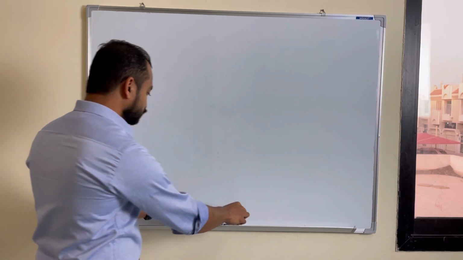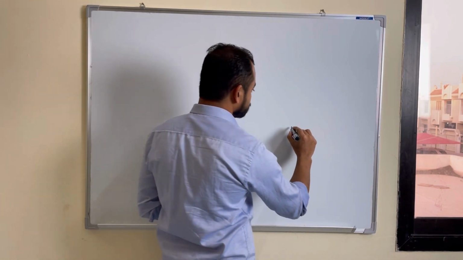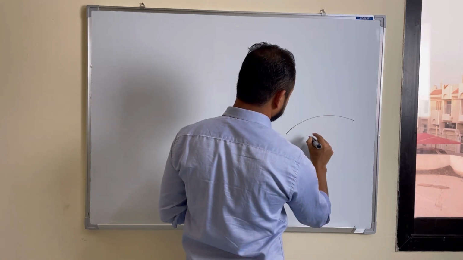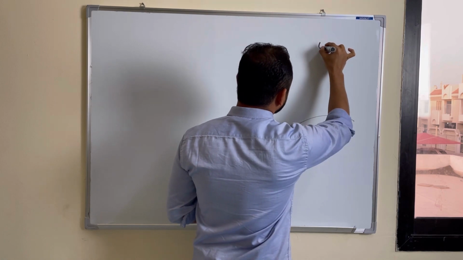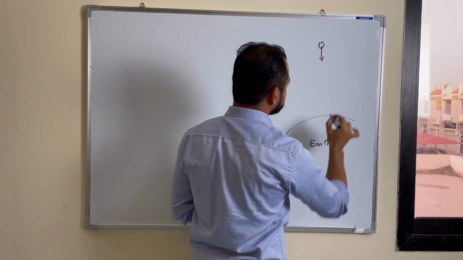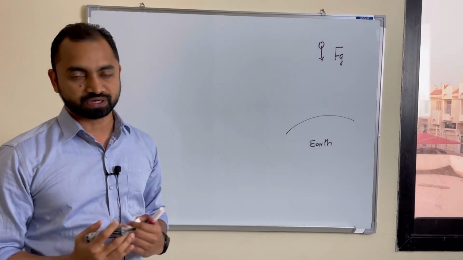So here, when you drop a ball from a height, the only force acting on the ball is the force of gravity. This represents Earth, and you are dropping a ball from a height. So the only force acting on this ball is the force of gravity.